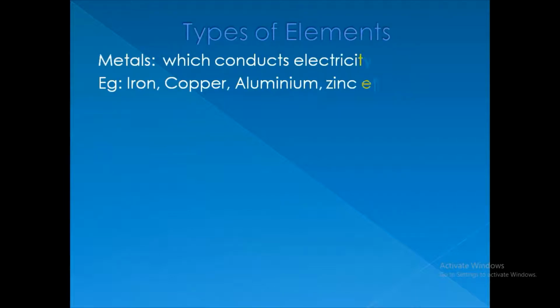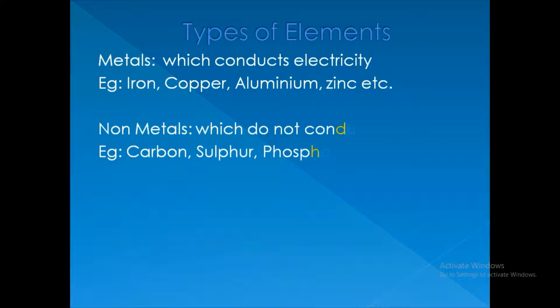Types of elements. There are three types of elements. The first one is metals. How would you identify whether any matter is a metal, non-metal, or metalloid? We can identify metals as substances which conduct electricity. Example like iron, copper, aluminum, zinc, etc.